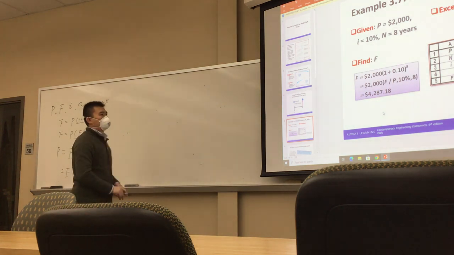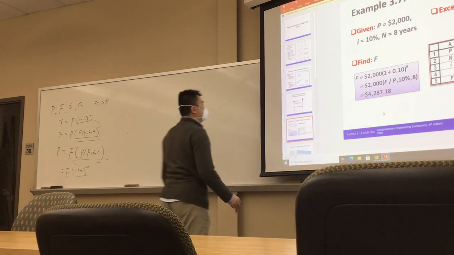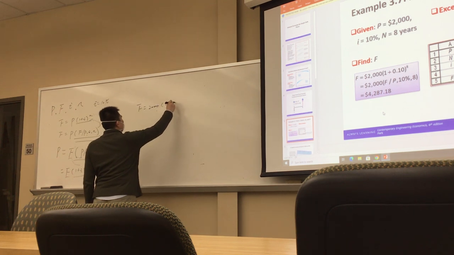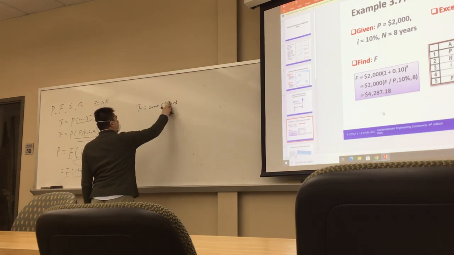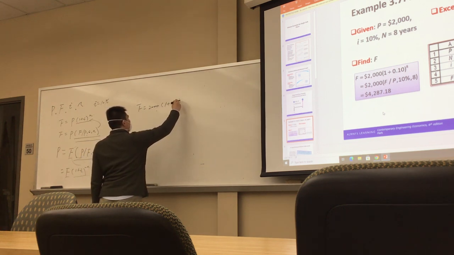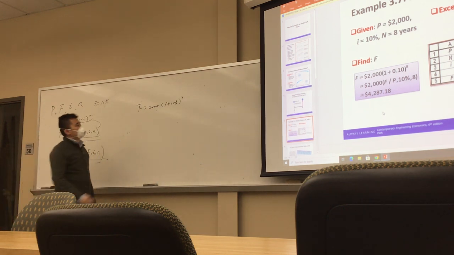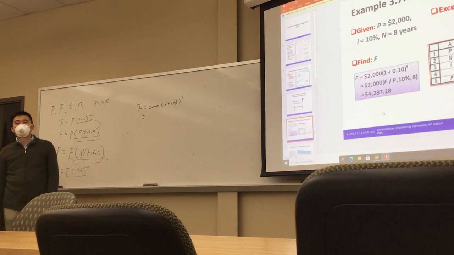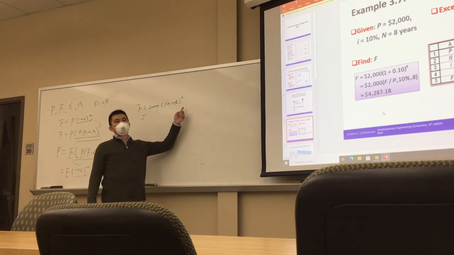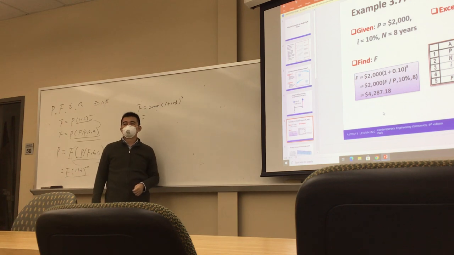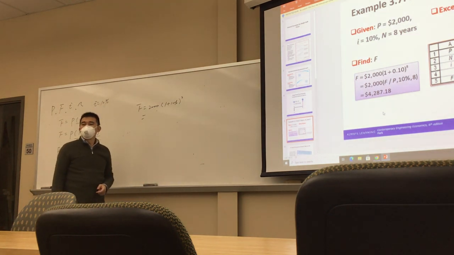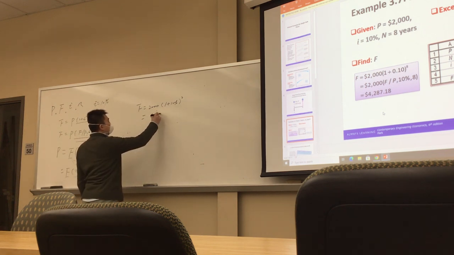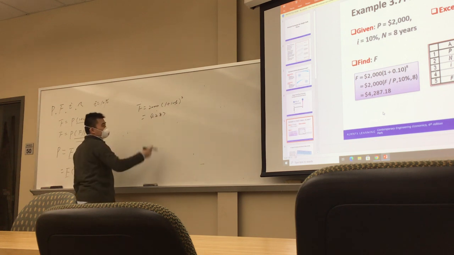If we use our previous method, F will be 2,000 times 1 plus 10% to the power of 8 years. So you can use your calculator. How much is 1.1 to the power of 8? It is 2.1436, so F is 4,287.